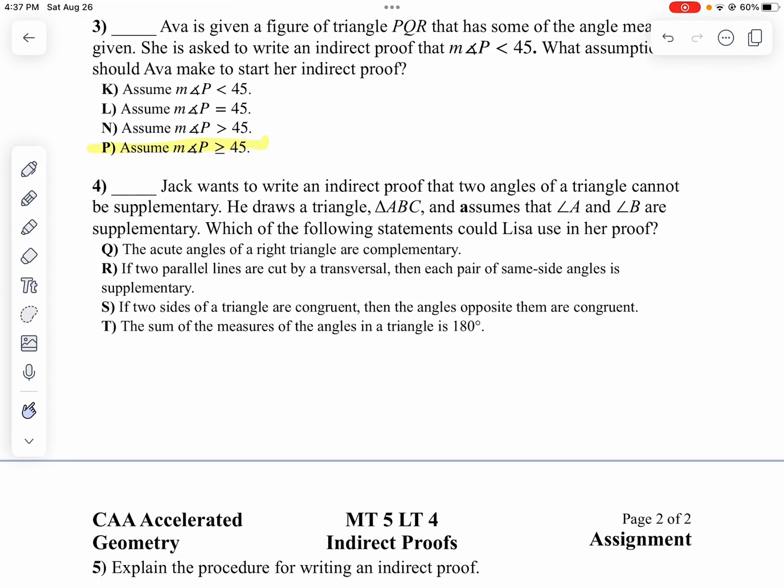On question number 4, we're looking at Jack again, and he's going to write an indirect proof this time. And he wants to do a supplementary in a triangle. Well, we're going to probably use something about the angles of a triangle, aren't we? So we're going to use the fact that they add up to 180. That's kind of like our first choice, isn't it? We're not going to use complementary because that has nothing to do with it. We're not using parallel lines. And we're not using equal sides or anything, although we might. Our assumption has to do with supplementary, so that has nothing to do with being equal. So our correct choice would be T on this one.